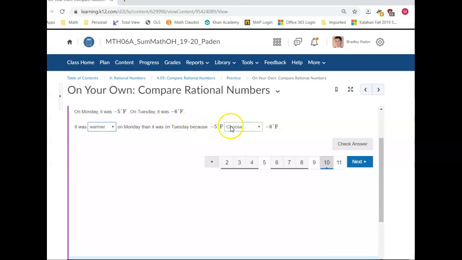And so why is that? Because negative 5 is greater than negative 6. Okay.